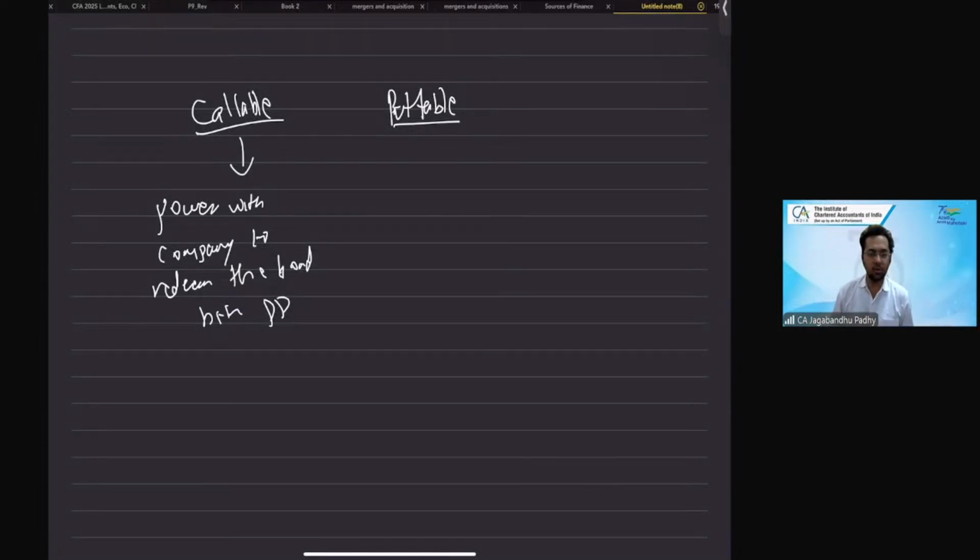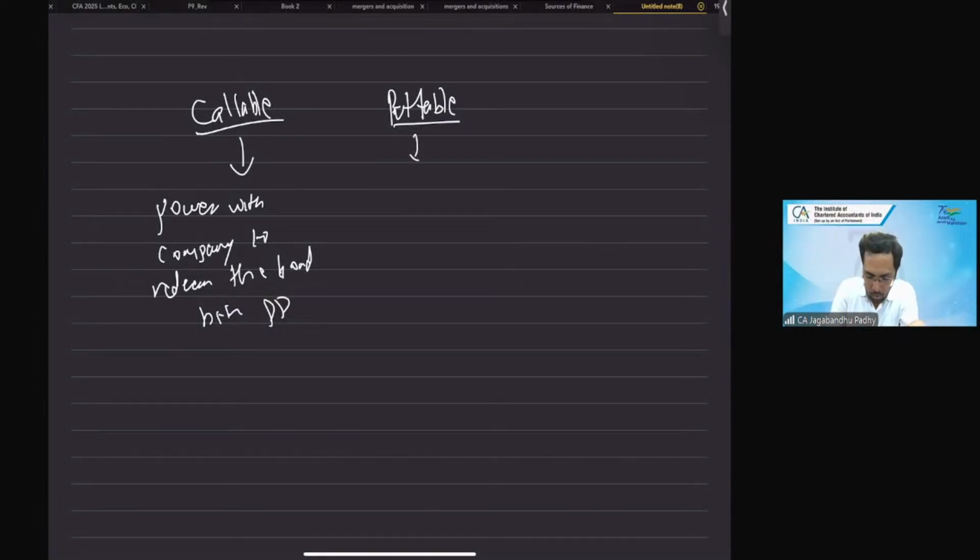So if the bond is going to be redeemed in the 10th year, then due to this callable feature, the company can redeem this bond before that also. It will not wait for the 10th year. It will have the power to redeem the bond anytime before the 10th year. So when that feature is there, we call it a callable bond.